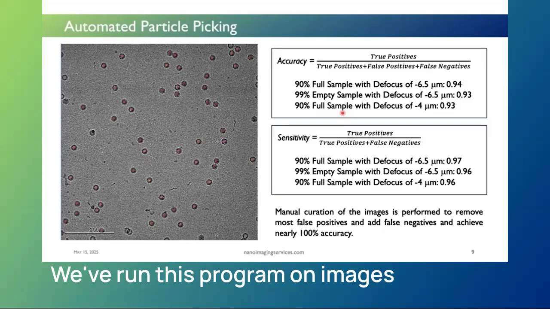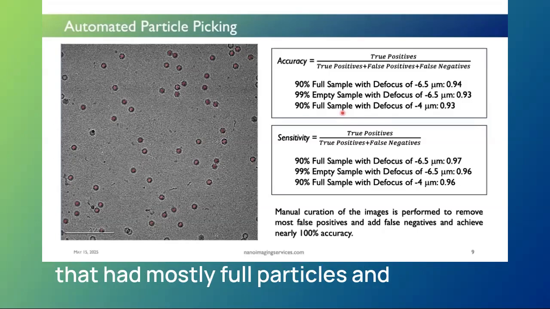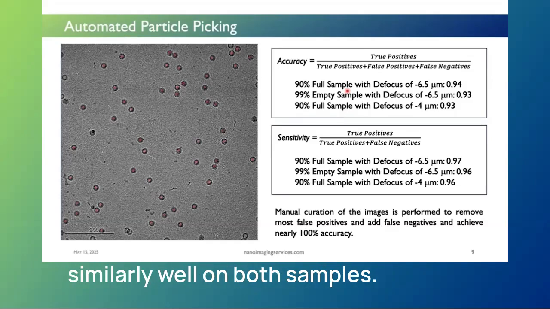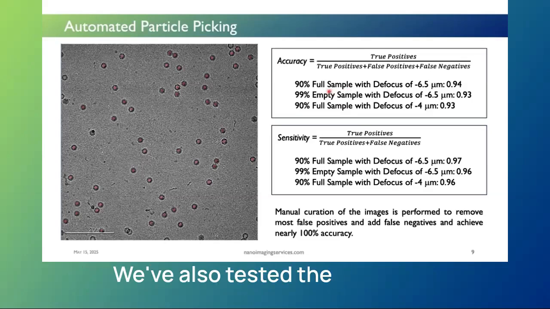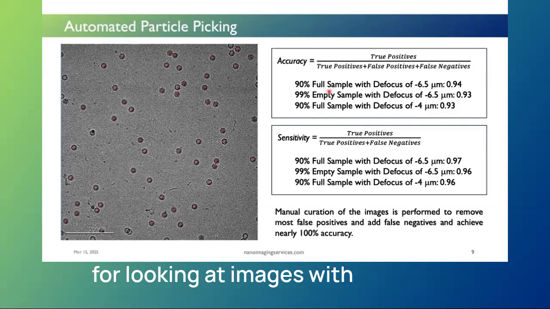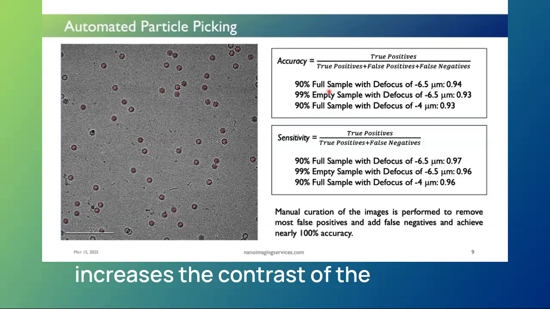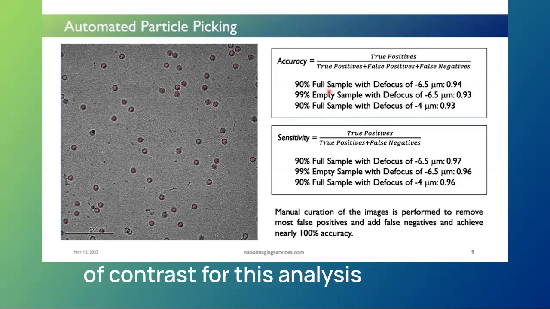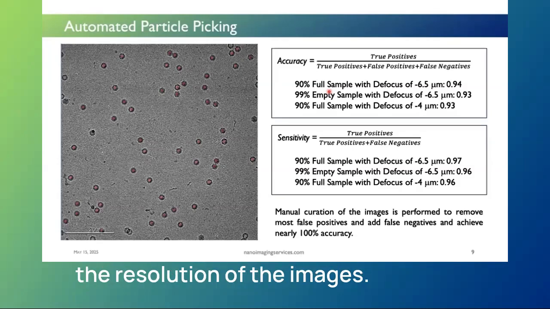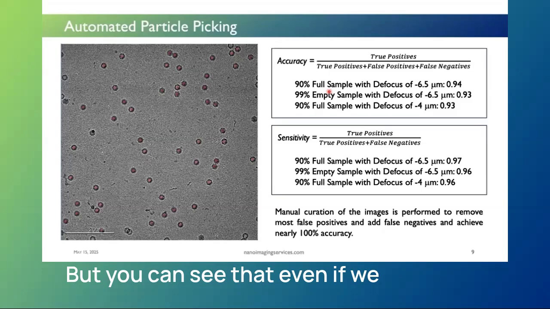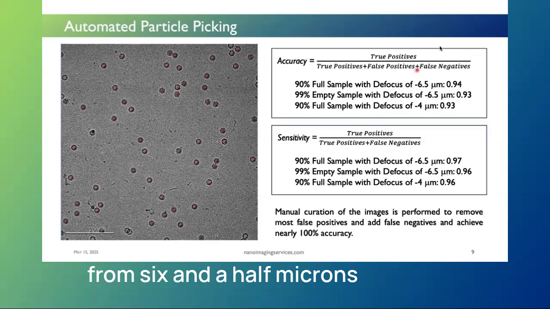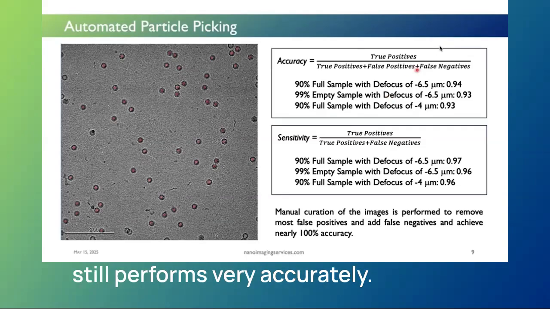We've run this program on images that were collected of a sample that had mostly full particles and also a sample that had almost all empty particles, and it performs similarly well on both samples. We've also tested the robustness of the program for looking at images with different defocus levels. Increasing the defocus in the cryo-electron microscope increases the contrast of the image. So we found an optimal defocus that we like to work at that gives us a good amount of contrast for this analysis without negatively affecting the resolution of the images. But you can see that even if we purposely decrease the defocus by a significant amount, here from 6.5 microns to 4 microns, the program still performs very accurately.